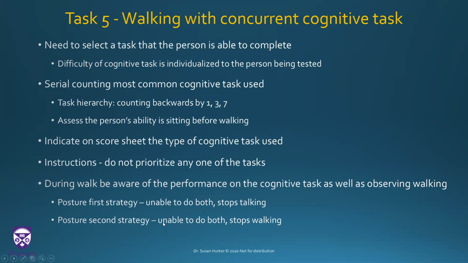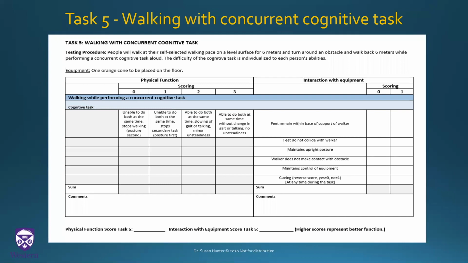If the person was unable to do both, but they stopped walking and kept talking, then that's considered a posture second strategy, and is considered less effective and is associated with a higher risk for falls. So coming back to the actual assessment form, in the physical function part, we have 4 categories. If the person is able to do both at the same time without a change in their gait or talking performance and no unsteadiness, they get full marks.